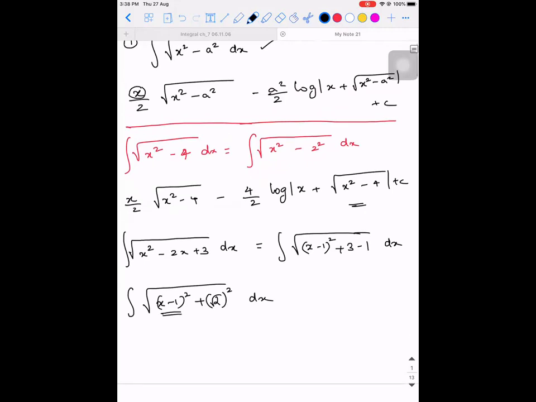x minus 1 divided by 2 into square root of x square minus 2x plus 3 minus a square, that is 2 divided by 2 into log of x plus root of x square minus 2x plus 3 plus c. Sir, shouldn't it be x minus 1? Yes, log of x minus 1 plus this.